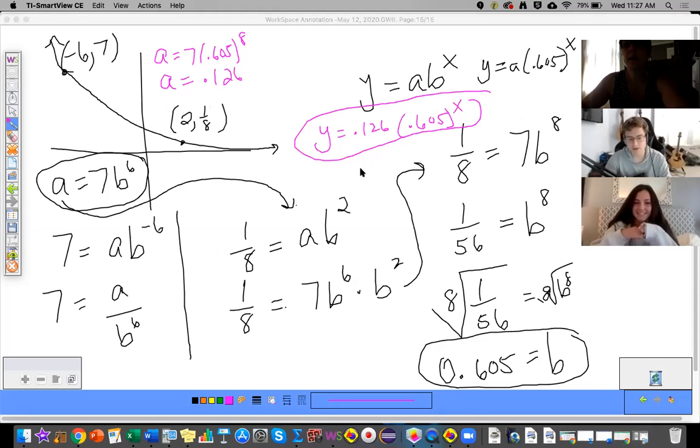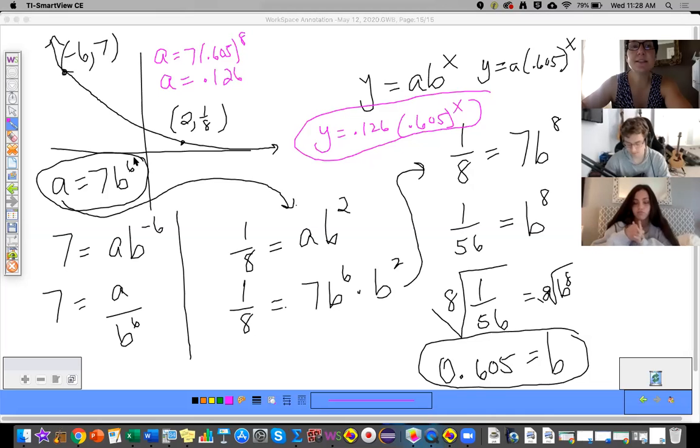Okay. So instead of putting it back to a equals 7b to the 6, can we just do y equals ab to the x and then plug in 7 is equal to a times 0.605 to the negative 6? Yeah. It should still work. I just think this is a lot easier right over here. Yeah, I agree.